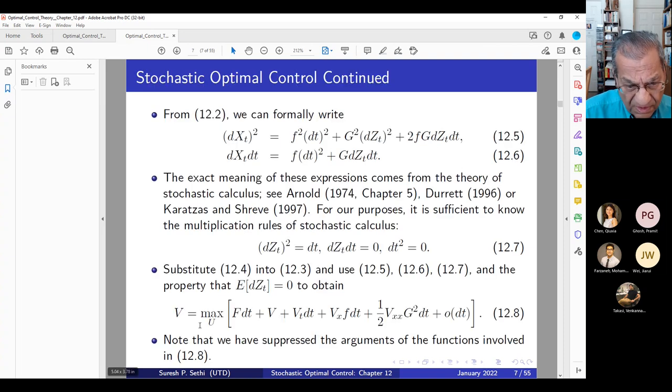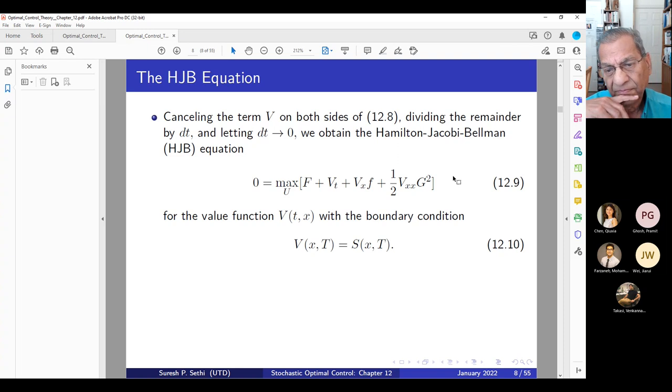So we're going to divide everything by dt. When you divide, first of all, we cancel v on both sides. Then we divide by dt. And when you divide by dt, this term disappears. And I get this. It may be useful to compare these equations to the chapter two equations, which basically have everything except this part. And this one is also there. This is the boundary condition of the value function at time capital T. Any questions so far?